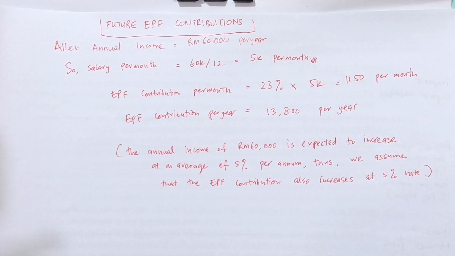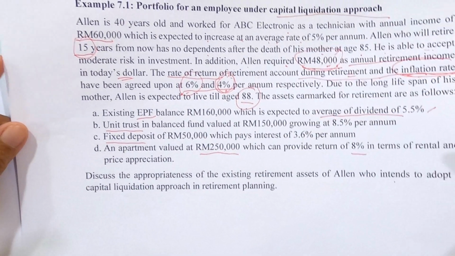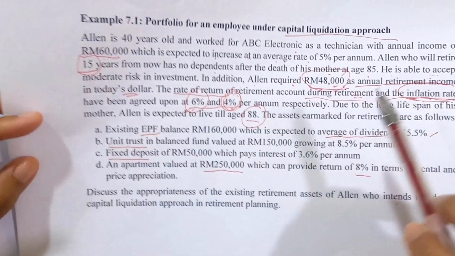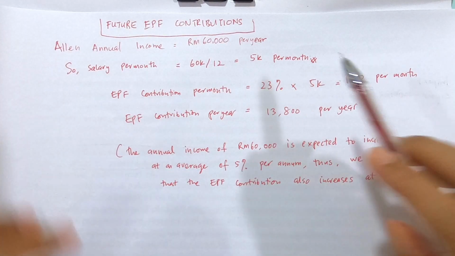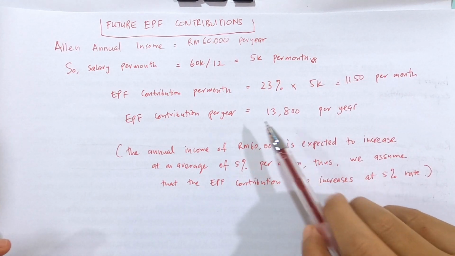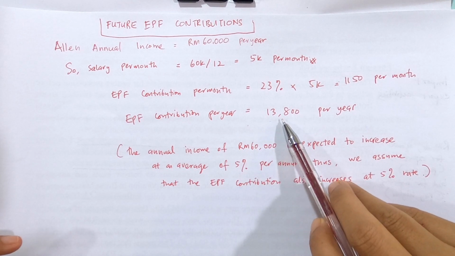Alright, in this video, I'm going to explain a little bit about the future EPF contribution in example 7.1. Just now, in the first part of the video, I explained about Alan's case, where the information about the future EPF contribution, if you remember, is about 13,800 per year.